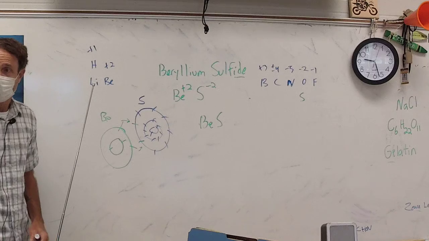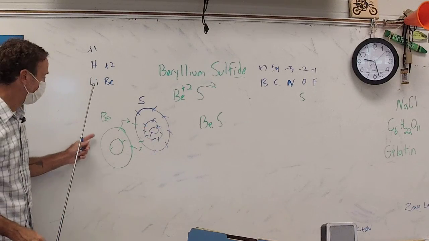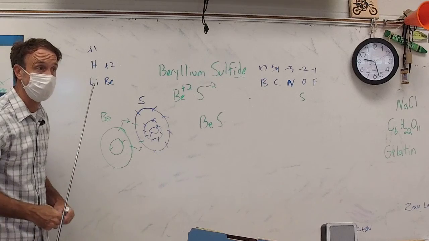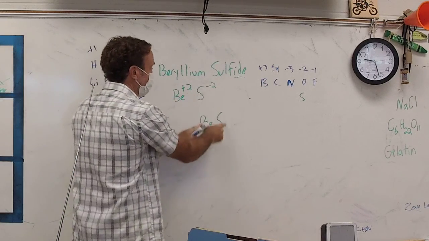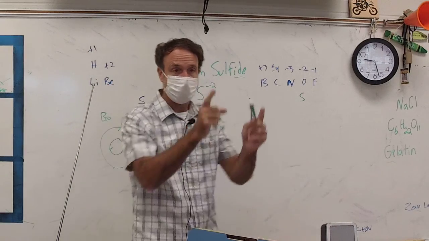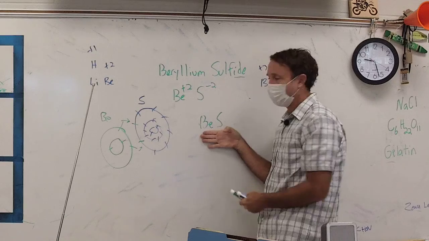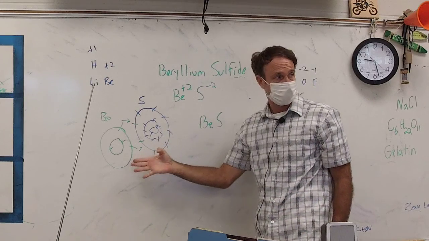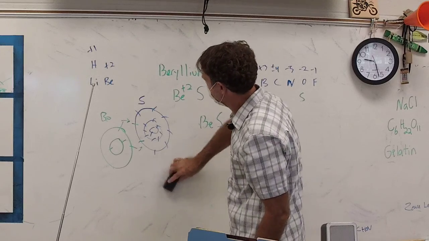Does that make sense? Didn't this sulfur want 2 more electrons? And didn't this beryllium have 2 to lose? So you're done. If the numbers are the same, then they just cancel out. I'll repeat that for people at home. If the numbers are the same, then they just cancel out. And this is why. Doesn't that make sense? Okay, so let's write another one.